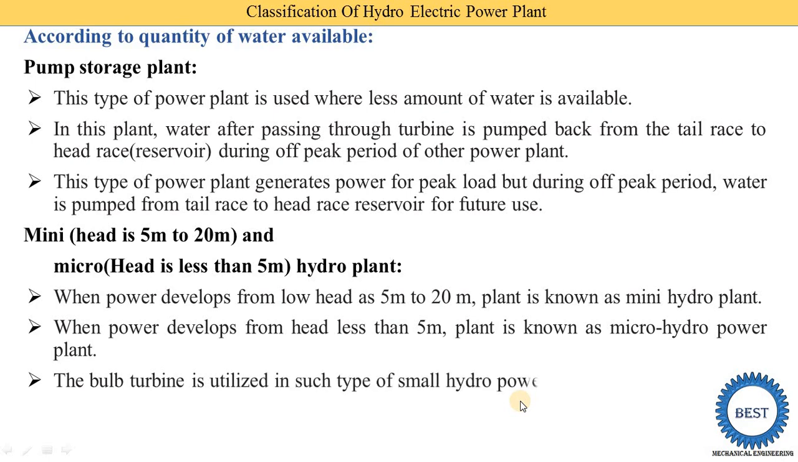The bulb turbine is utilized in such a type of small hydro power plant. Means the size of the turbines is smaller for the mini and micro hydro power plants.